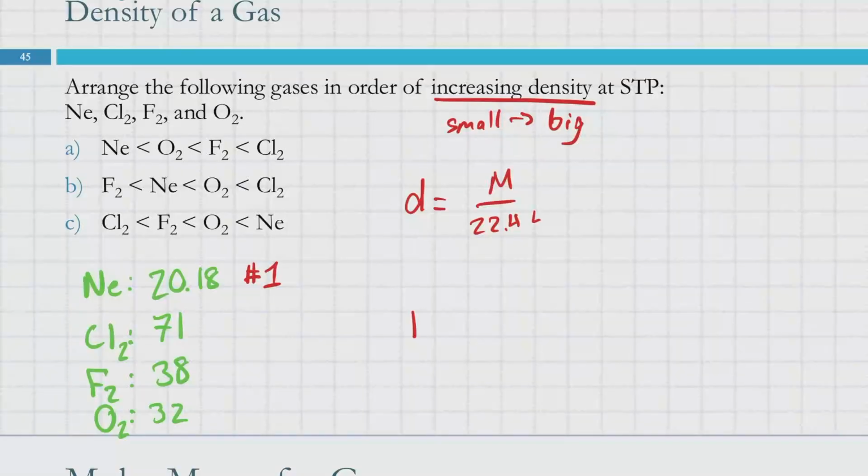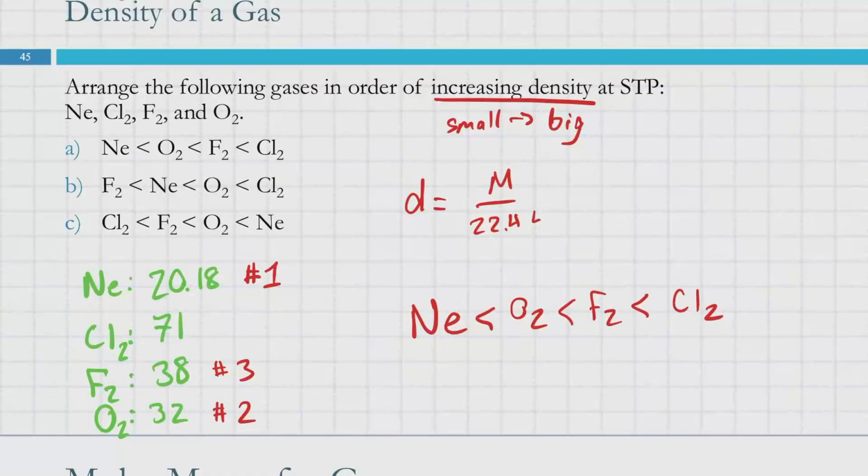So first up is neon. Next up would be our oxygen. Number 3 would be our fluorine. And so our last one would have to be the chlorine. And then we just pick the one that matches. So starting with neon is A.